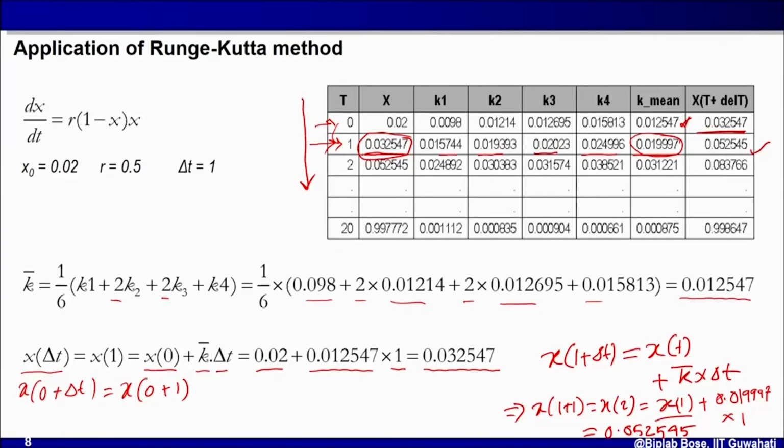That I have shown briefly in this table, and you stop at the final time point. For example, the time point may be 20, and you get the value of x at time point 20. So this is in brief the fourth order Runge-Kutta method. There is an exhaustive mathematical explanation behind this. We have avoided that and tried to intuitively and graphically understand how this algorithm works.